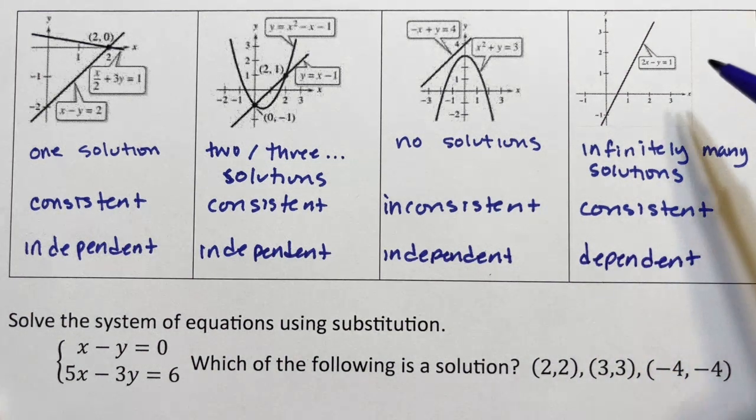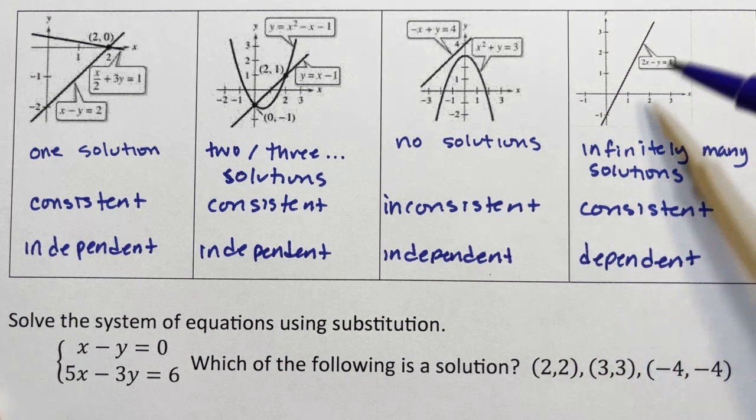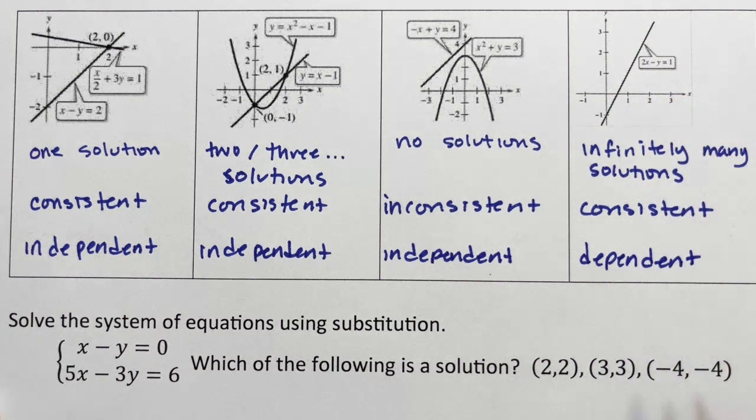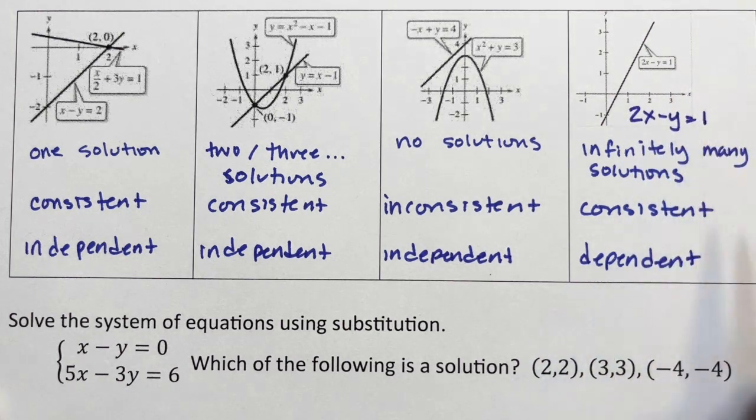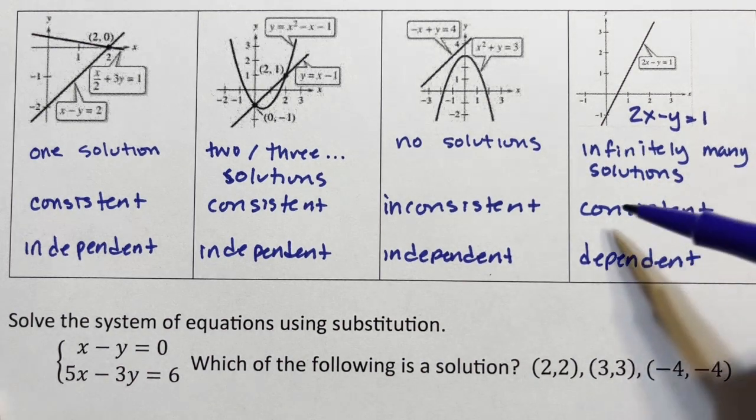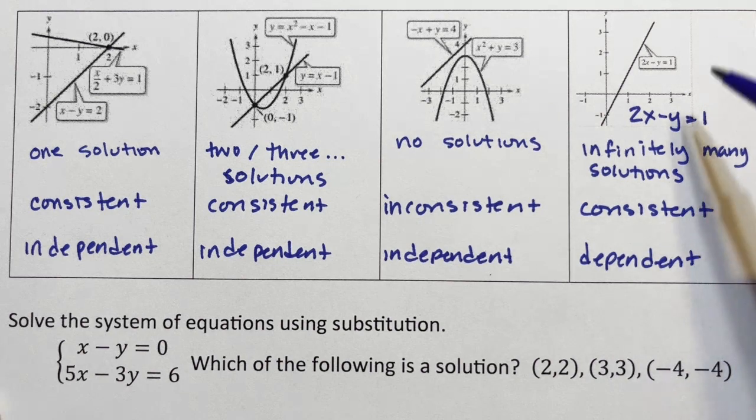So the last thing I'll say about this last one is a lot of times, so here, I don't know if you can see it very well, but this line is 2x minus y equals 1. A lot of times, you might say infinitely many solutions, you might say consistent, you might say dependent, you might say same line. There's a lot of ways you can write this.